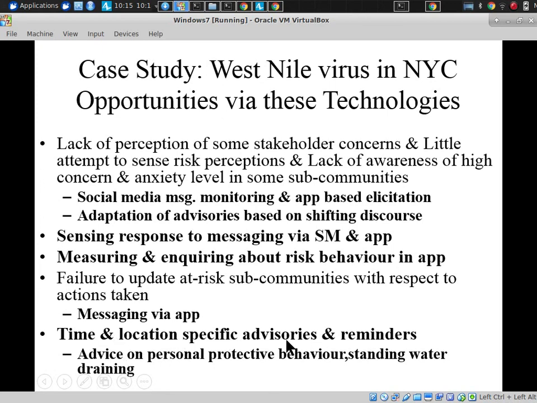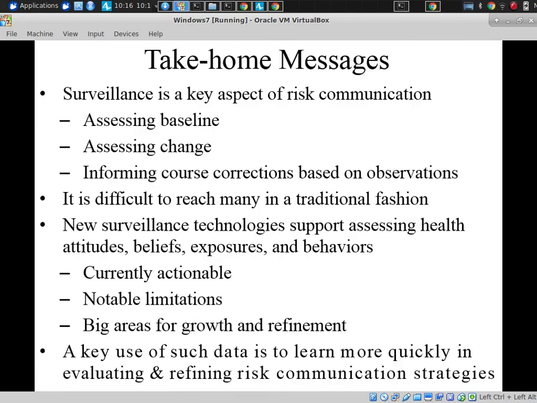There were certain time and location specific advisories and reminders that were given out to individuals as part of this. Draining standing water, use of personal protective behaviors could have been really enhanced in their impact if they had been timed over Twitter or via an app at the right time. You time a standing water advisory following a rainfall. You get personal protective behavior messages out at dawn and dusk, and before a long weekend. But to undertake this in an adaptive way that reflects the context of the individuals involved is particularly powerful.